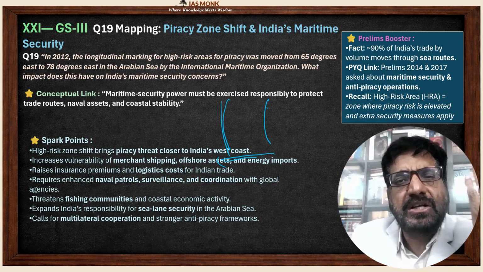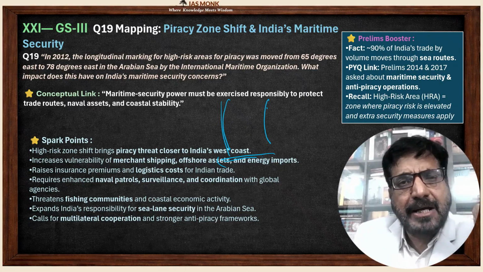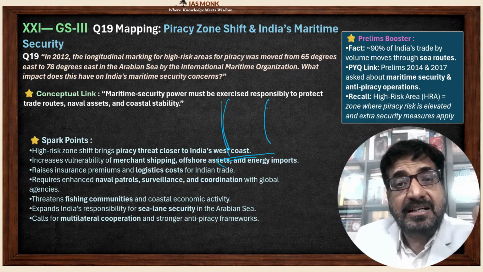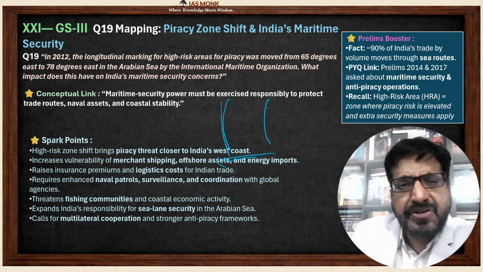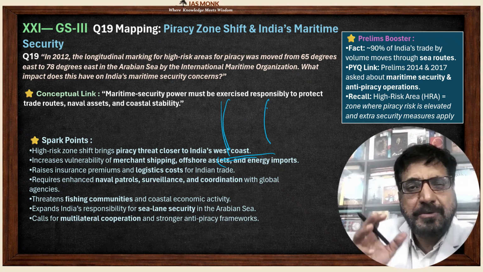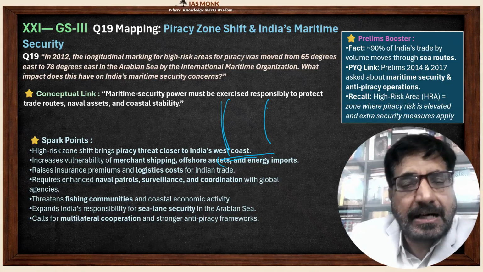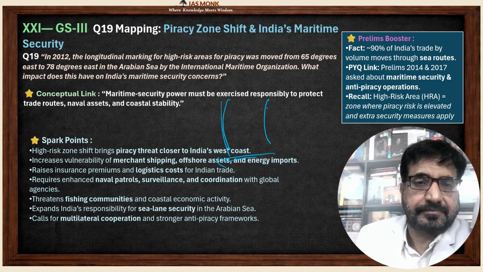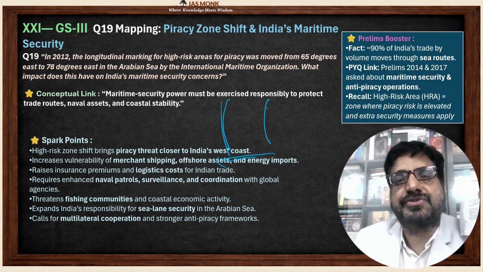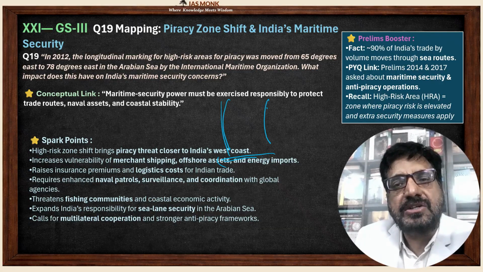Higher insurance premiums, rerouting costs, and mandatory security measures increase the financial burden on Indian shipping and trade. For India's maritime security apparatus, the shift demands intensified naval patrols, coordinated surveillance, and greater deployment of assets in the Arabian Sea. Fishing communities and coastal economies become more vulnerable to piracy-related disruptions. The proximity of the HRA also increases the risk of armed robbery, hijacking attempts, and maritime terrorism spillover. India must strengthen cooperation with the International Maritime Organization, regional navies, and anti-piracy task forces. Enhanced maritime domain awareness, satellite tracking, and coastal radar chains are essential to contain the threat.